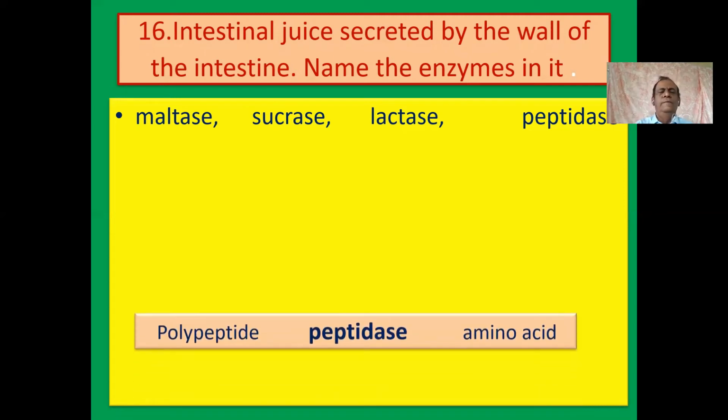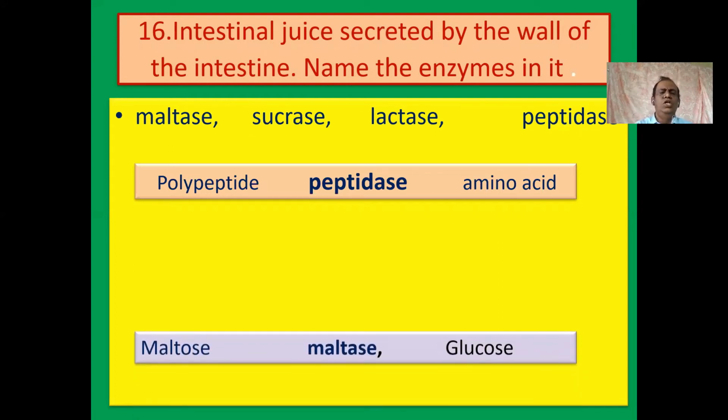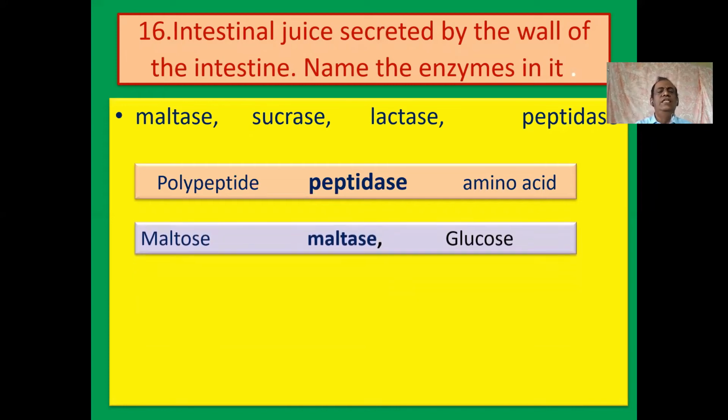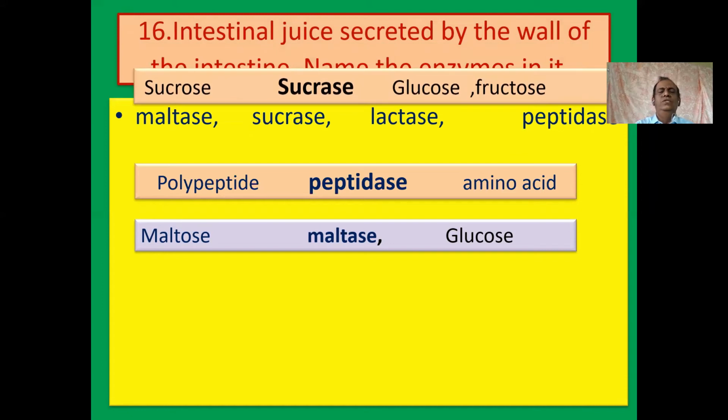First one, polypeptide. You know that is the partially digested protein. Polypeptide reacts with peptidase enzyme and is converted to amino acid. Amino acid is a simple form of protein. Second one, the maltose. Maltose reacts with the enzyme maltase and is converted into glucose. Next one, the sucrose.